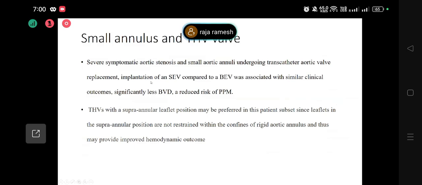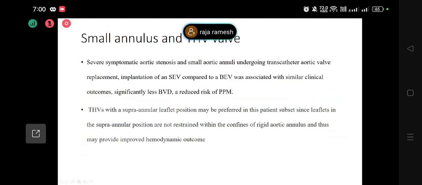So what we can conclude is that in severe symptomatic aortic stenosis and small aortic valve undergoing TAVI, implantation of a self-expandable valve compared to a balloon expandable valve is associated with similar clinical outcomes, but with the self-expandable valve, we will get better valvular hemodynamics and less bioprosthetic valve dysfunction.